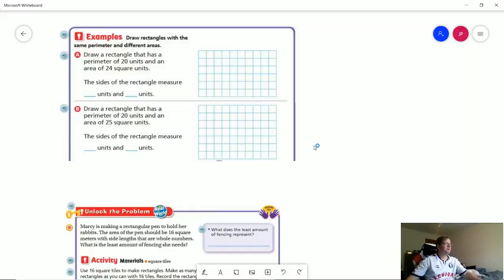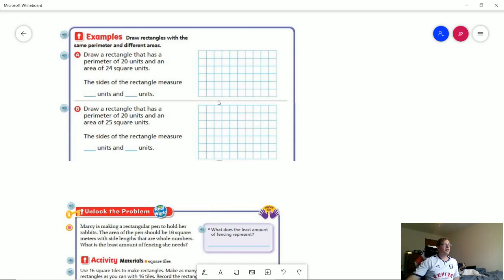So today we're going to finish up this idea working with area and perimeter. And the way that we're going to do that is to look at what happens when we take two different shapes that have either the same perimeter or have the same area and how that affects the way that the shapes look. Because we can always have more than one way of doing something.